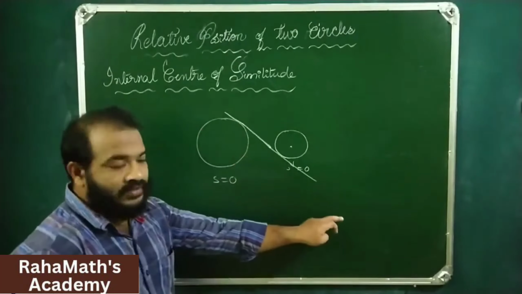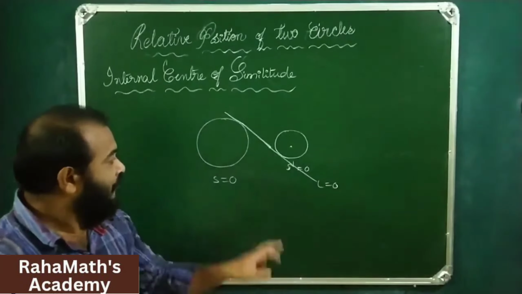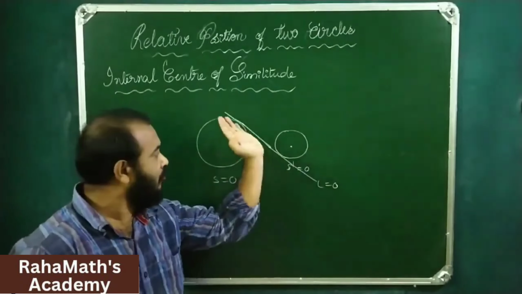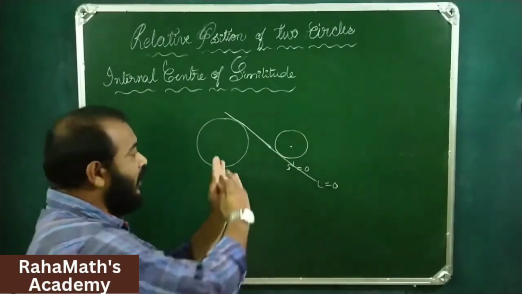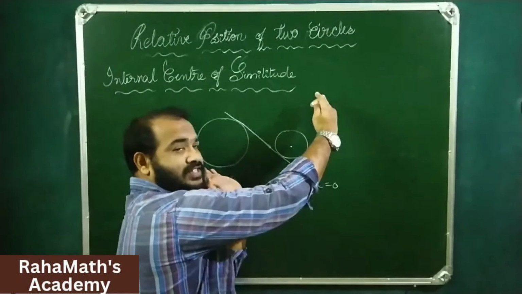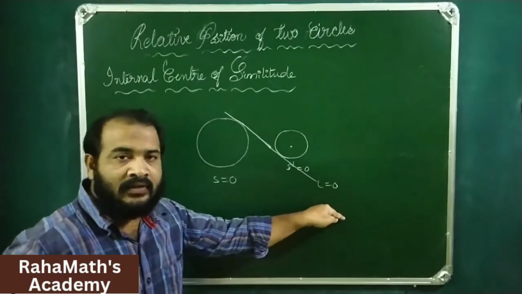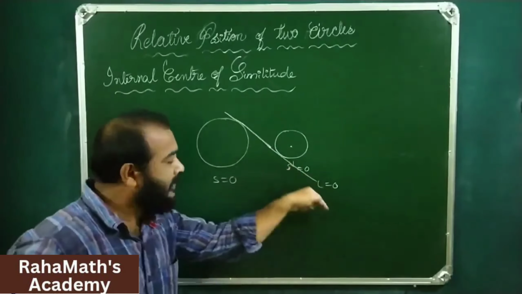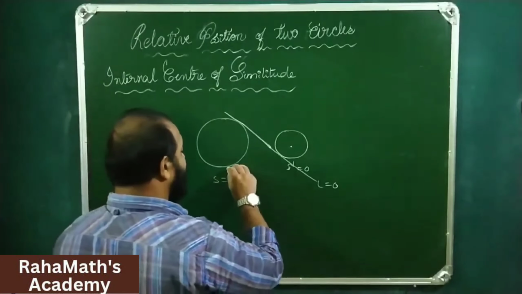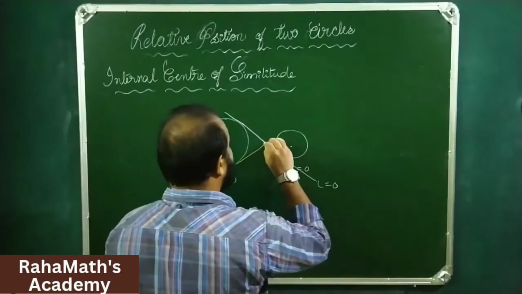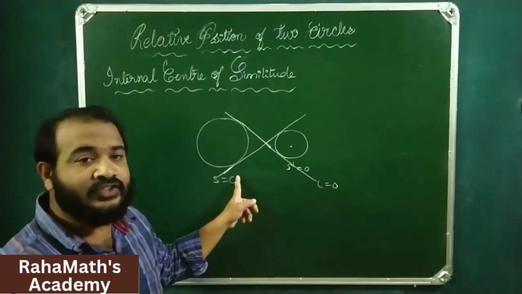So what is this? This is a line L equals 0 which touches both the circles. Therefore it is a common tangent. The two circles are lying on either side, or opposite sides, of this L equals 0. Therefore this common tangent is said to be a transverse common tangent. Like that, we can have another line like this, which is also a transverse common tangent.